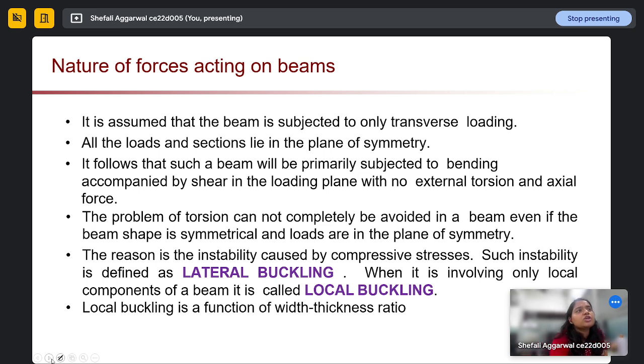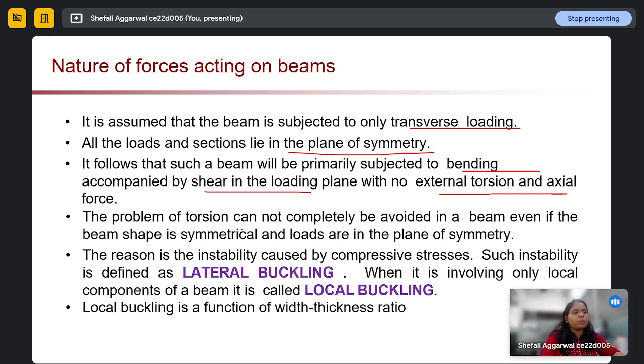Next, what are the different types of forces acting on our beam system? First, it is assumed that only transverse loading is happening on our beam system, and all the loads and section lie in the plane of symmetry. It follows that such a beam will be primarily subjected to bending accompanied by shear in the loading plane, and no torsion or external axial force. So only bending and shear will be calculated.